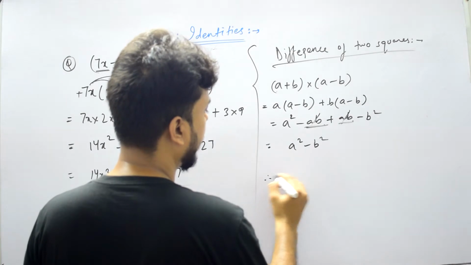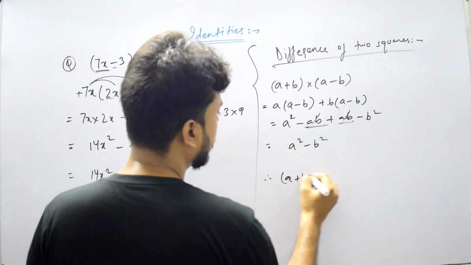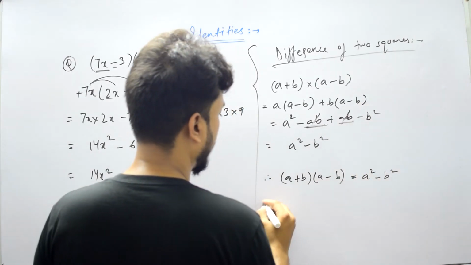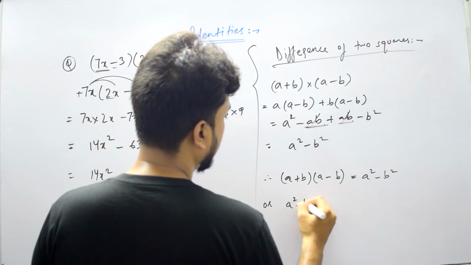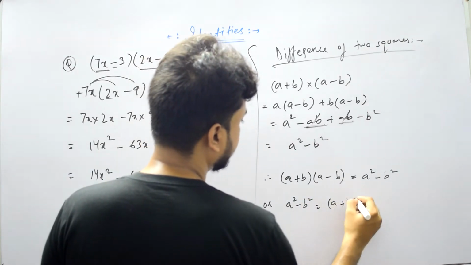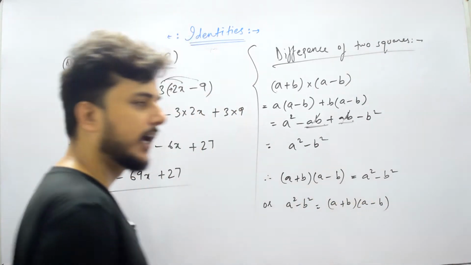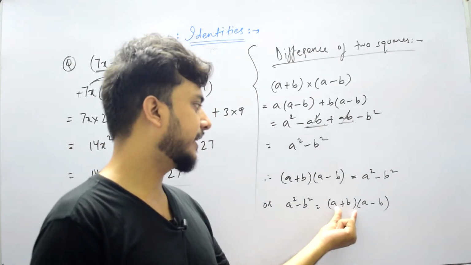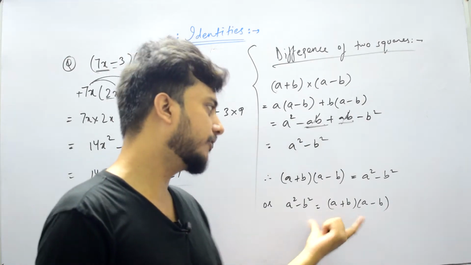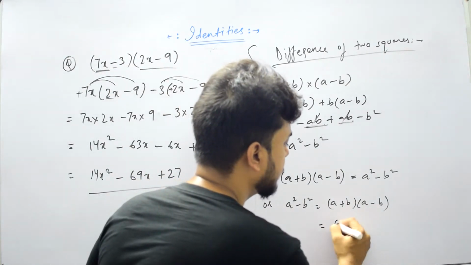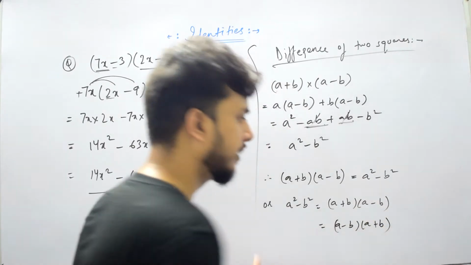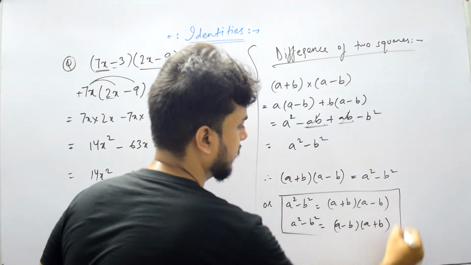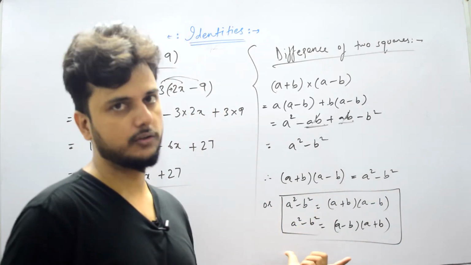Therefore we can write that a plus b multiplied by a minus b is a square minus b square, or I can also write a square minus b square is a plus b into a minus b. Because these two are in multiplication, it is not necessary that a plus b always will be the first term. It will be same as a minus b into a plus b, meaning is same. Understood? So a square minus b square is this.